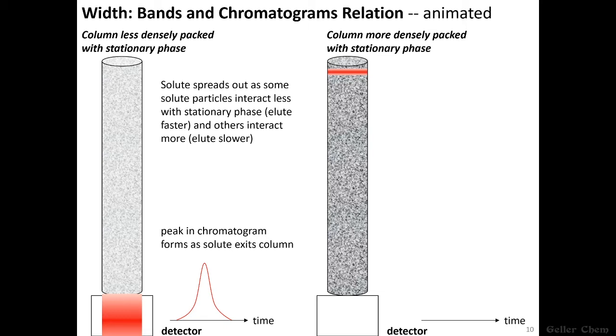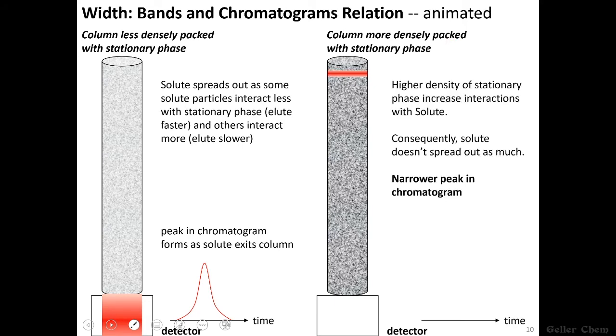But first, let's quickly contrast what happened here with what's going to happen in a column with a more densely packed stationary phase. Here we go. We begin flowing the solutes, and it turns out the higher density of the stationary phase increases the interactions with all of the solute particles, and as a consequence, the solutes don't spread out from each other as much. The result is we're going to get a narrower peak in the chromatogram. And there it is. Because the particles didn't spread out as much this time, the peak is more narrow because they were detected over a shorter period of time.